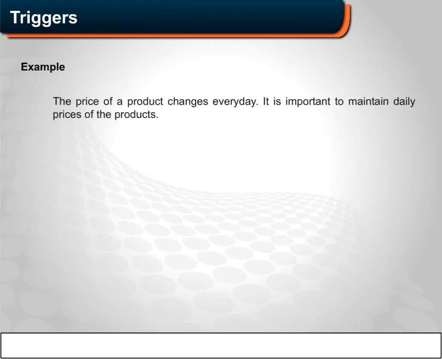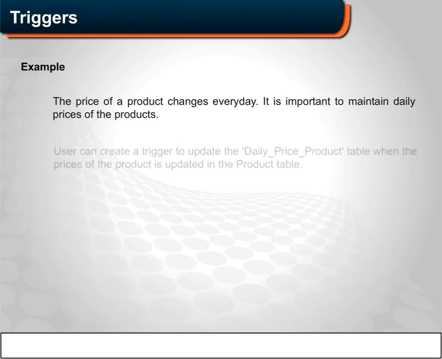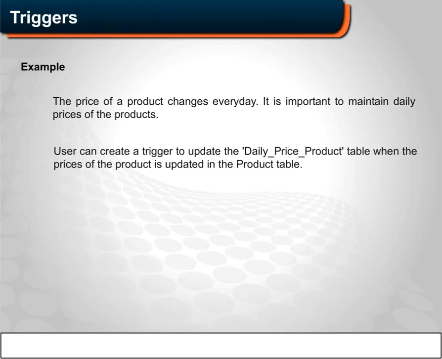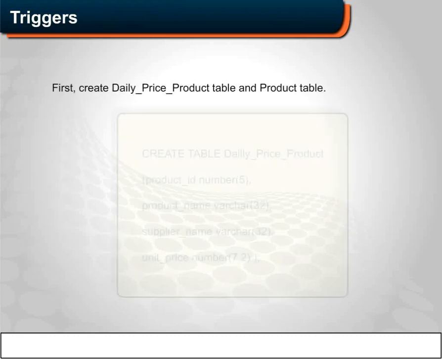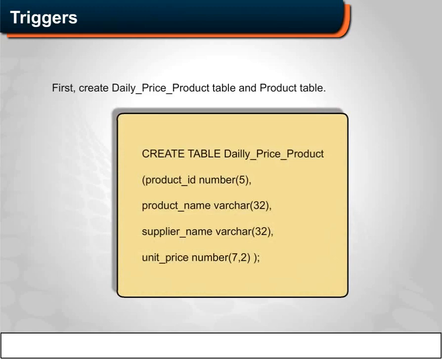Example: the price of a product changes every day. It is important to maintain daily prices of the product. The user can create a trigger to update the daily price product table when the price of the product is updated in the product table. First, create a daily price product table and product table.